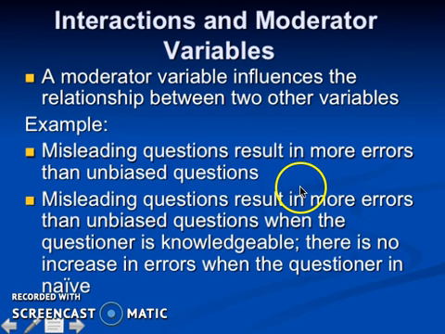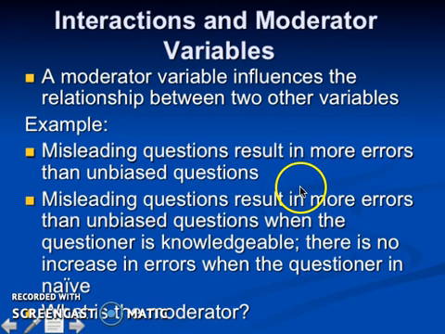So if we're looking at the main effect, it is that misleading questions result in more errors than unbiased questions. And there's an interaction where this tends to only be the case when the questioner is knowledgeable. This is not the case when the questioner is naive. Then what is the moderator? I'll give you a second to think about it. Oh, pause the video.